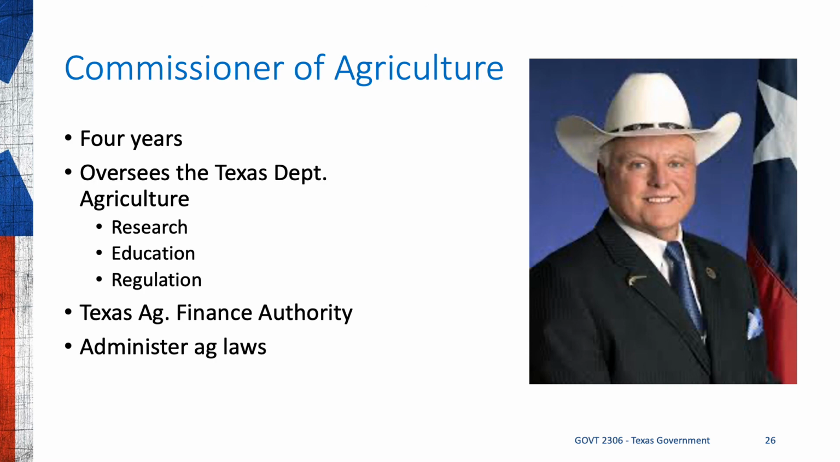The Commissioner of Agriculture, I absolutely love this picture of Sid Miller, just because that is exactly straight out of central casting, what you would expect the Commissioner of Agriculture in Texas to look like. He served for 4 years, oversees the Texas Department of Agriculture, which is involved in research, education, regulation of agricultural issues. He serves as the Texas Agricultural Finance Authority. So when agricultural businesses need financing, he is involved in that. And he administers agricultural laws. So laws on farming and hunting and all those kinds of things.